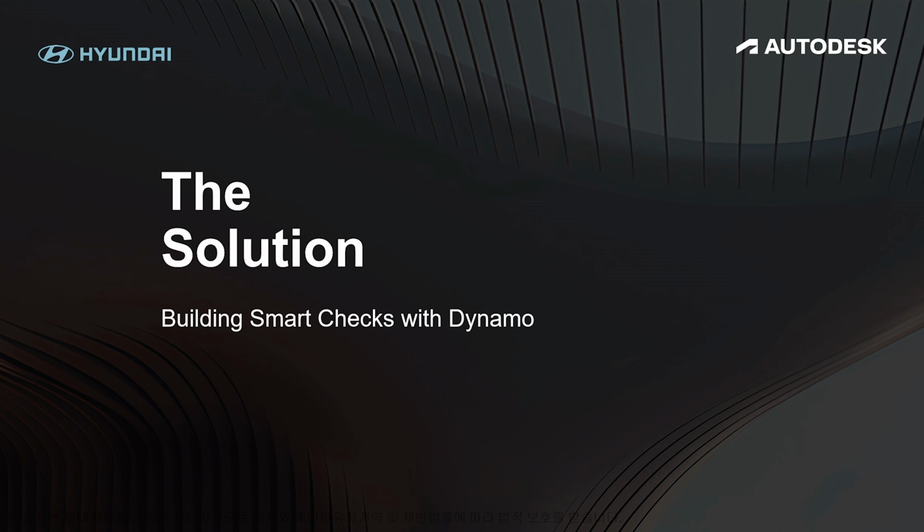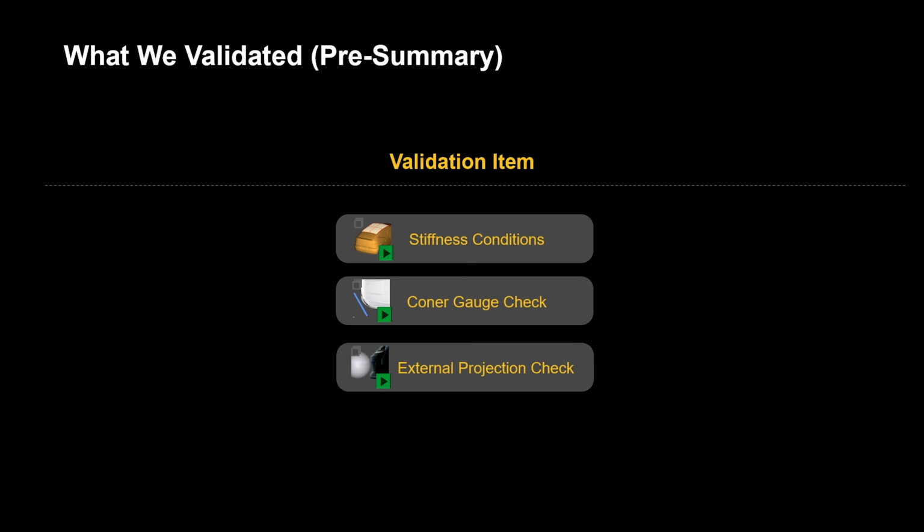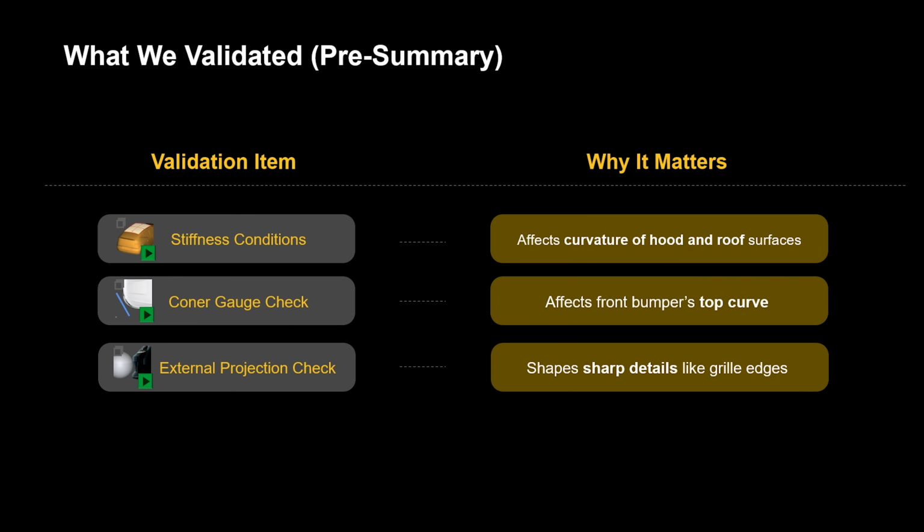Before we get into the actual tools, let me quickly walk you through the 3 checks we focused on and why they matter from a design perspective. First, stiffness conditions. This one affects how curved surfaces like the hood or roof can be. To meet stiffness targets, sometimes we have to round things out more than we'd like, which can go against the sharper or flatter designs we are aiming for.